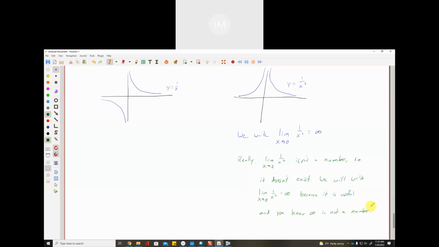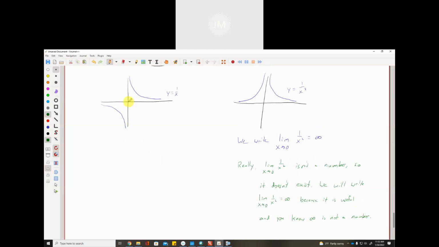Okay. Over on this side, the problem is that I can't write infinity because it's approaching infinity on one side and negative infinity on the other. So in this example, we write the limit as x approaches 0 of 1 over x does not exist. I'm going to write DNE for does not exist.